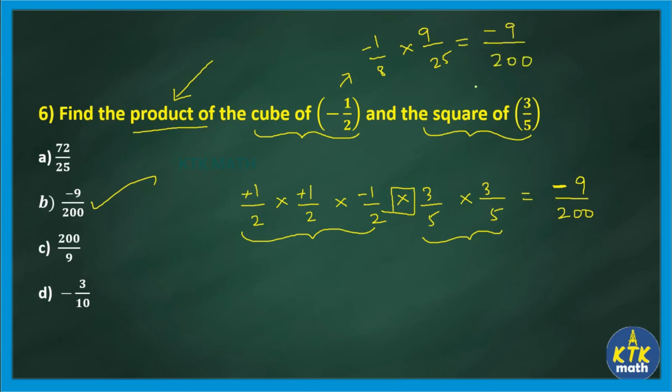In this method also you will be getting the same answer. It is your choice whether you write the direct answer and multiply, or expand and do. In both cases we will be arriving at the same answer. Now let us move to the next question, 7.